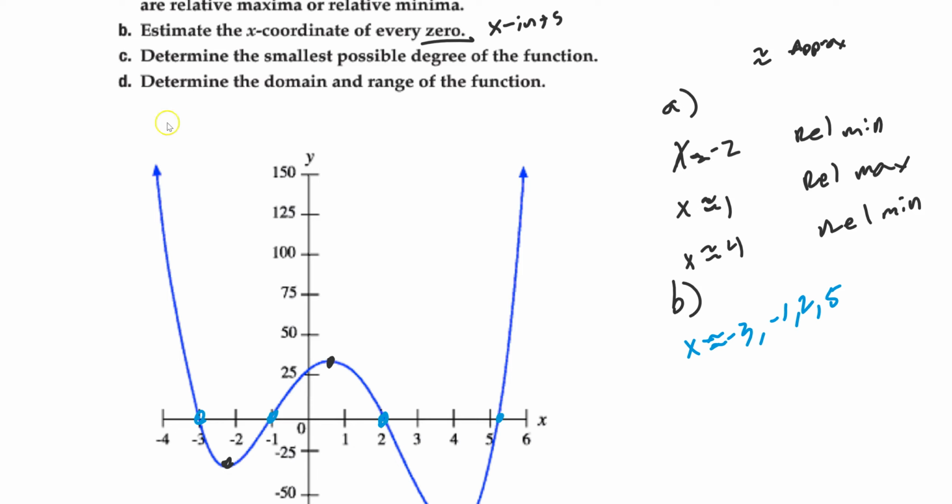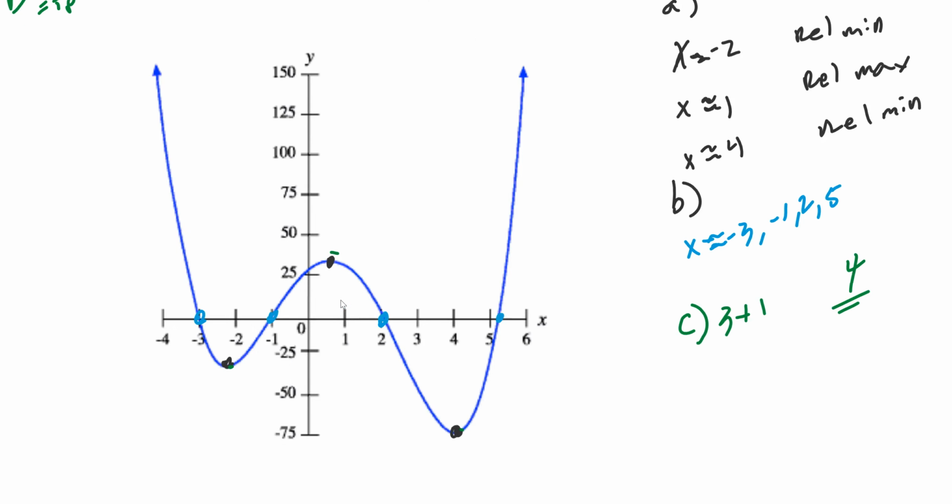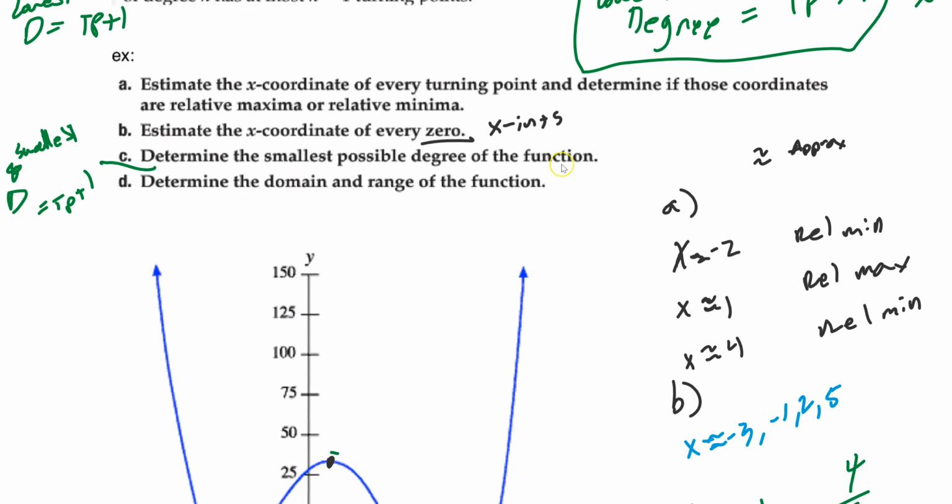C, determine the smallest degree of the polynomial. Remember that for that one we knew the formula. The smallest degree equals turning points plus 1. Well, we have 3 turning points, so C is going to be 3 plus 1, or 4. It's an x to the fourth graph, at the very least. And look at it, that makes sense. It's an even function, right? They both go up.